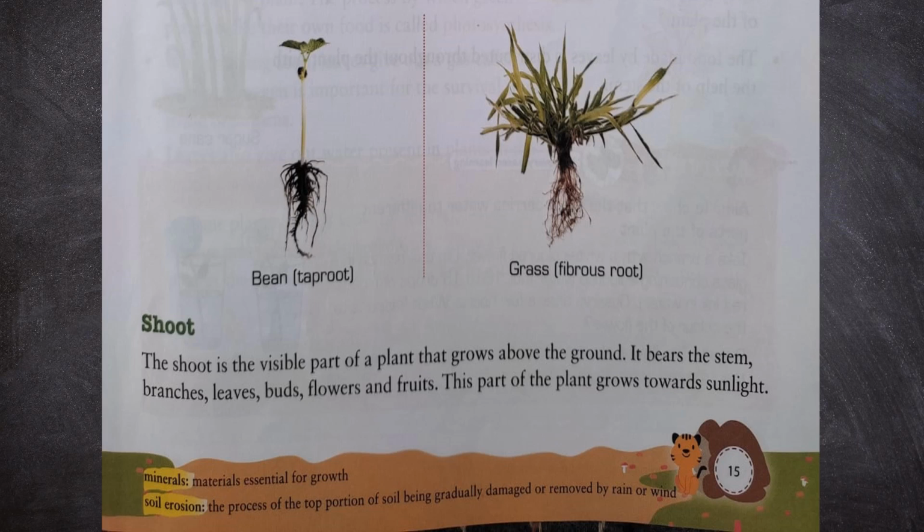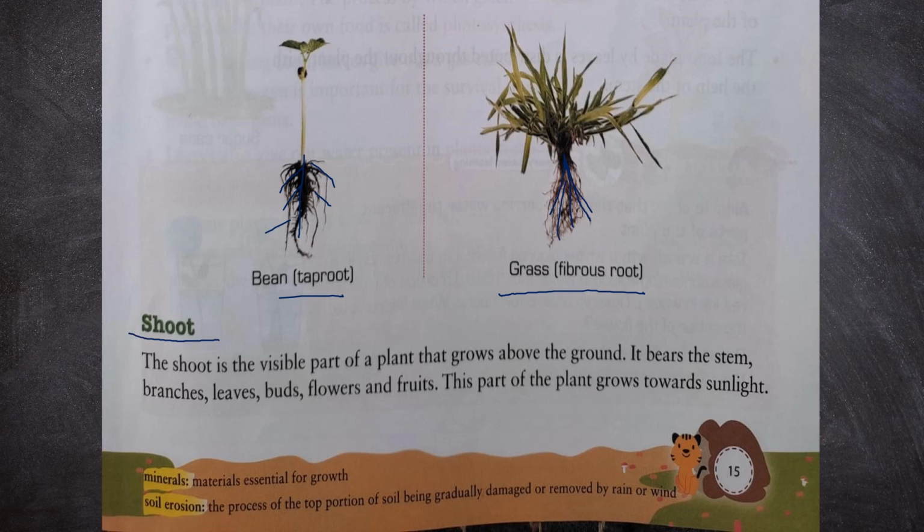As we can see in this picture, bean is the example of taproot. We can see in the picture a main root and all the side roots are growing from it. And second, grass is fibrous root. All the roots are growing from the base of the stem.